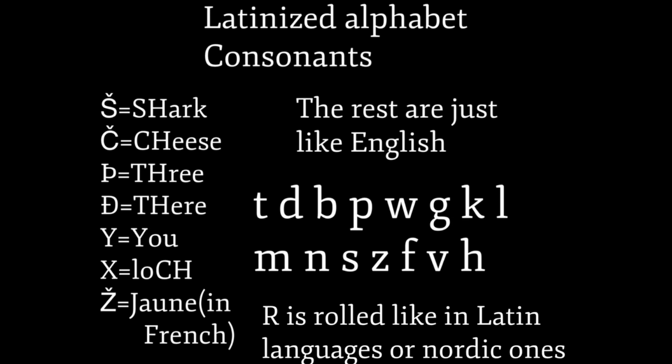T, da, ba, pa, wa, ga, ka, la, ma, na, sa, za, fa, va, and ha are all like in English. R, as in like Spanish or Old Norse.